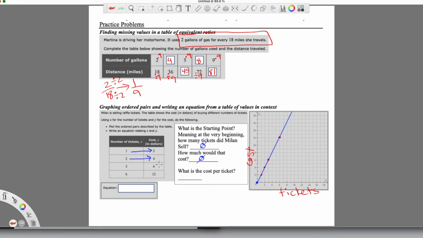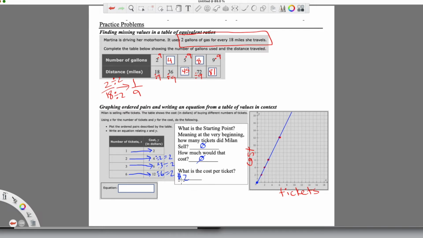Well, if I do 4 divided by 2, I get 2. 3 tickets cost 6, so let's go 6 divided by 3. Well, I get $2 again. That's $2 per ticket. And then 6 tickets cost $12, so if I divide by 6, it costs $2 again. So 2 is our magic number there. That's how much each ticket costs, is $2.